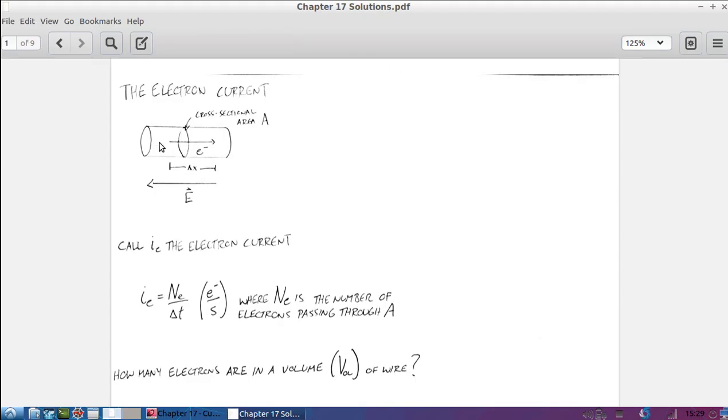So I drew this picture here of a wire. I drew it as cylindrical, and this little slice here is a cross-sectional area. We're going to say the electrons are moving in the positive x direction. That means in this case it's due to an electric field in the negative x direction. So the electrons are moving some displacement delta x, and they're passing through a cross-sectional area of the wire.